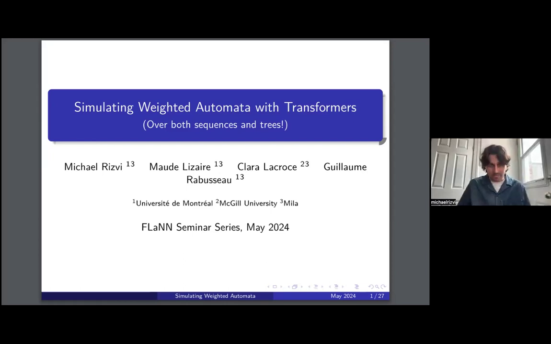As stated, I will be presenting how we can simulate automata with transformers. This was joint work done with Maud, Clara, and Guillaume, which was recently presented and accepted at AI Stats. So I'm happy to share this with you.